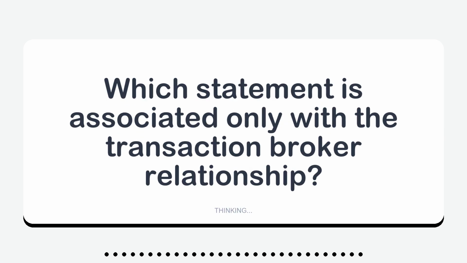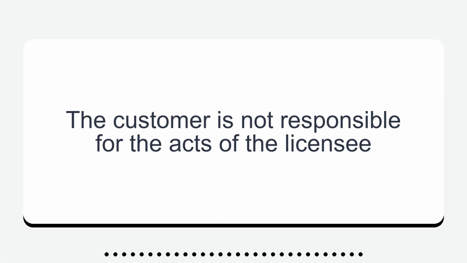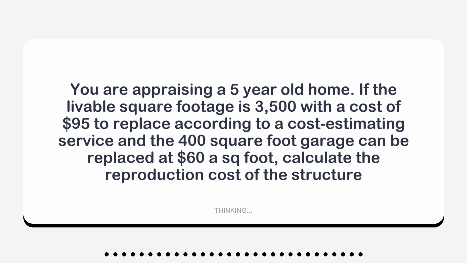Which statement is associated only with the transaction-broker relationship? The customer is not responsible for the acts of the licensee. You are appraising a 5-year-old home. If the livable square footage is 3,500 with a cost of $95 to replace according to a cost estimating service and the 400 square foot garage can be replaced at $60 a square foot, calculate the reproduction cost of the structure.